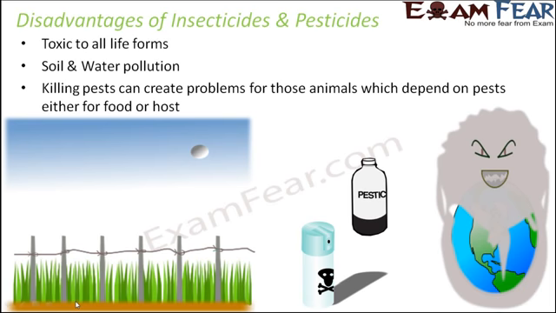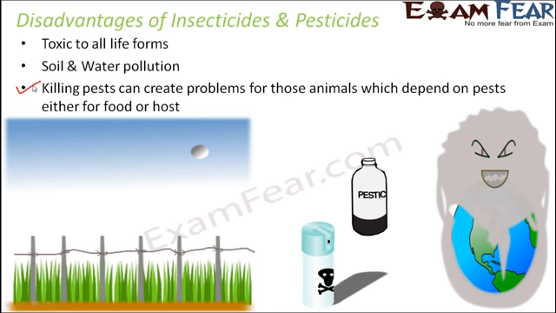Killing pests can create problems for those animals which depend on pests either for food or host. Now, the pests which we are talking about, or the insects or the weeds, whichever we are talking about, what are they? They are also some plants or animals. For example, insects. Now, let us suppose the insects harm the plants, but there are other organisms which depend on that insect for their food, because there might be some birds which feed on those insects. Now, if we start killing all the insects, what will happen? Those birds will lose their food. So they'll not be able to get their food properly.